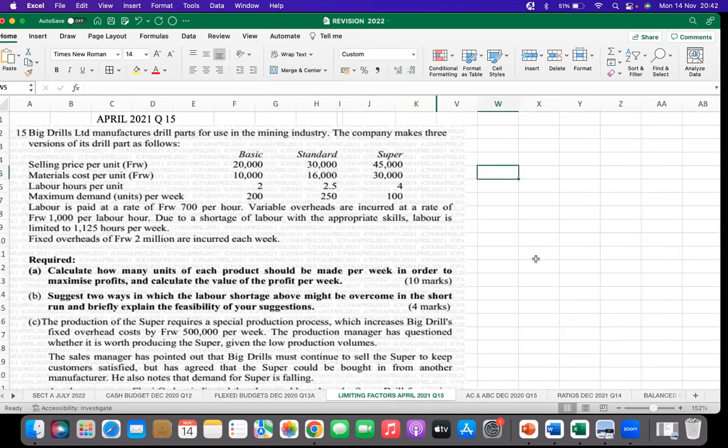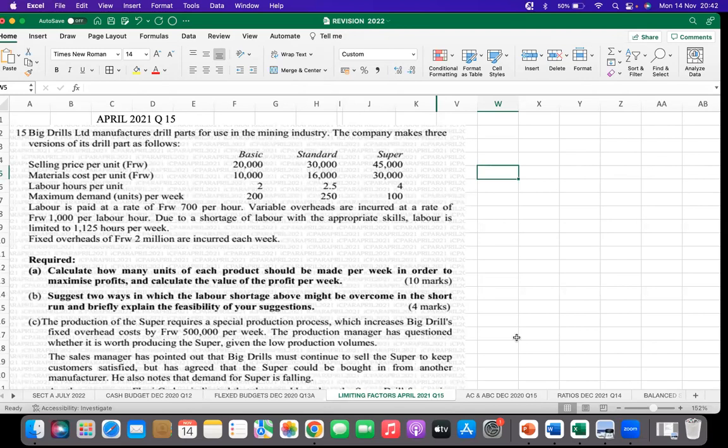Now, the question reads, where the time ends is where we will stop. Big Drill Limited manufactures drill parts for use in mining industry. The company makes three versions of its drill part as follows: basic, standard, and super. You have been given the selling price, material cost, and labor hours. You have not been given the labor cost. You have been given the labor hours per unit. Maximum demand per week is also given. Labor is paid at a rate of 700 per hour.